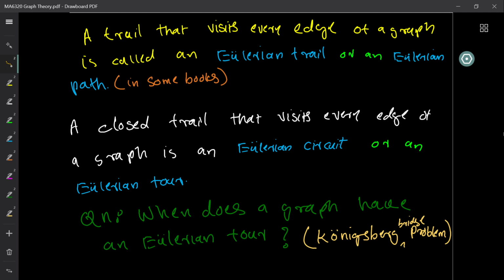So the question is whether the graph in the Königsberg bridge problem has an Eulerian circuit, or even an Eulerian trail. The question was initially about an Eulerian circuit, but even if you can find an Eulerian trail, that is also fine. So the Eulerian trail may be closed or not. If it is closed, it is an Eulerian circuit. If it is not, it's just an open Eulerian trail or Eulerian path.